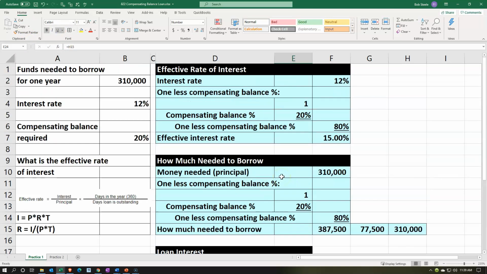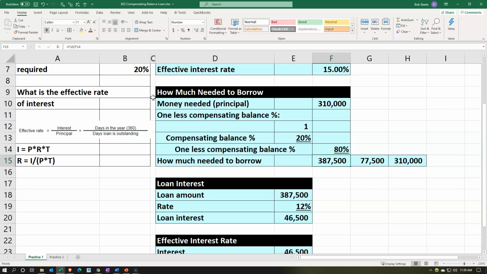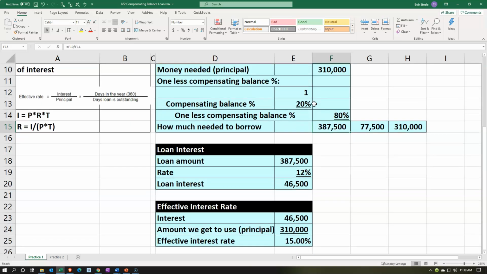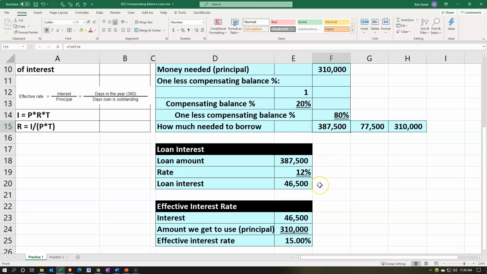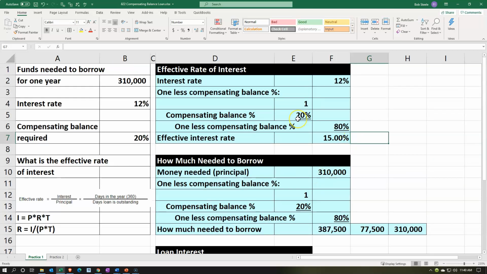So basically, bottom line, I need the 310,000, and that means I have to take out a loan for the 387.5 in order to do it. You're telling me it's a 12% interest rate, but you want to keep 20% of that, so I don't get to use it. So what is the cost, or the effective interest rate, on the amount that I get to use, the amount that I actually want, the 310? Well, I'm paying interest at 12% on the whole loan. That's 46,500. If I compare that to the amount that I get to use, the 310, for the purposes I want to use it for, then the cost of the loan compared to the principal I'm taking the loan for would be 15%. That's the 15% we also calculated up here in this format.